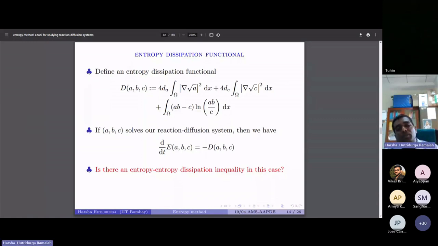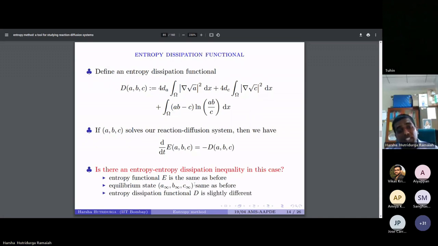The first observation that we need to make is the entropy functional has not changed. We have got the same entropy functional as Desvillettes and Fellner. And the equilibrium state has also not changed. The homogeneous equilibrium state is A infinity, B infinity, C infinity, exactly the same as in the non-degenerate case. The only change is in the dissipation functional D, and that too has a term missing. That gradient of square root of B term is missing. So that's the story so far.